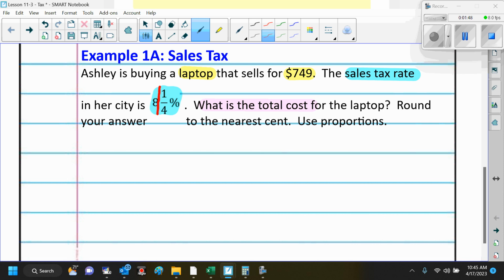Now, I'm going to point this out to you. Do you guys know how to write 1/4 as a decimal? 0.25. So can't I write this in my equation 8.25%? All right, very good.